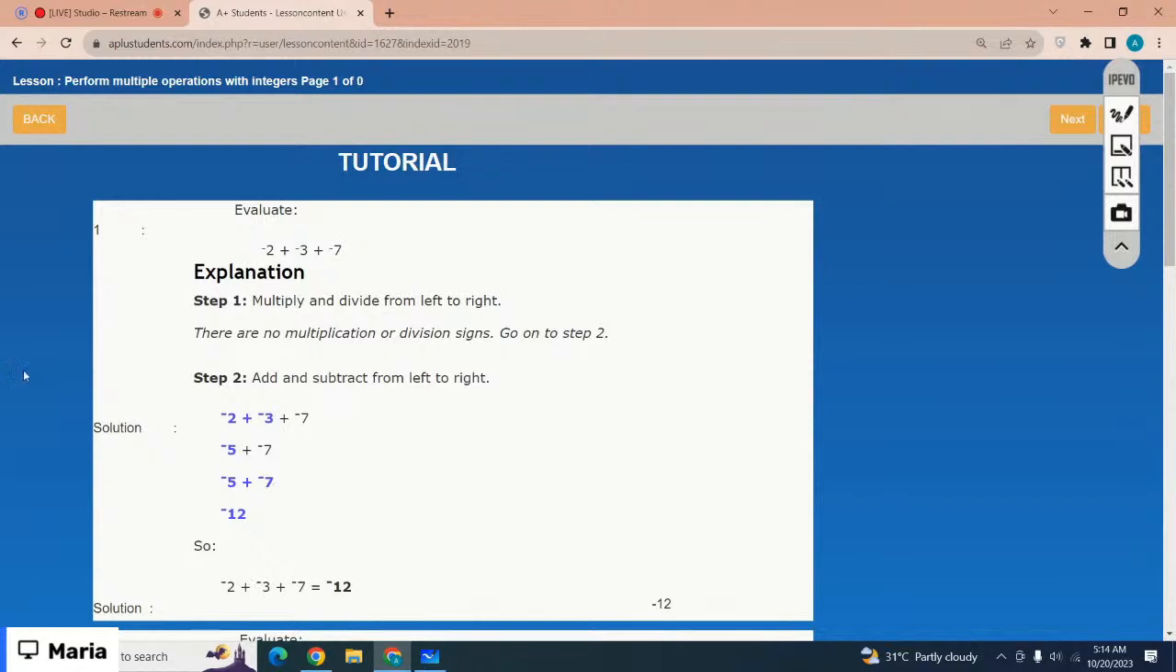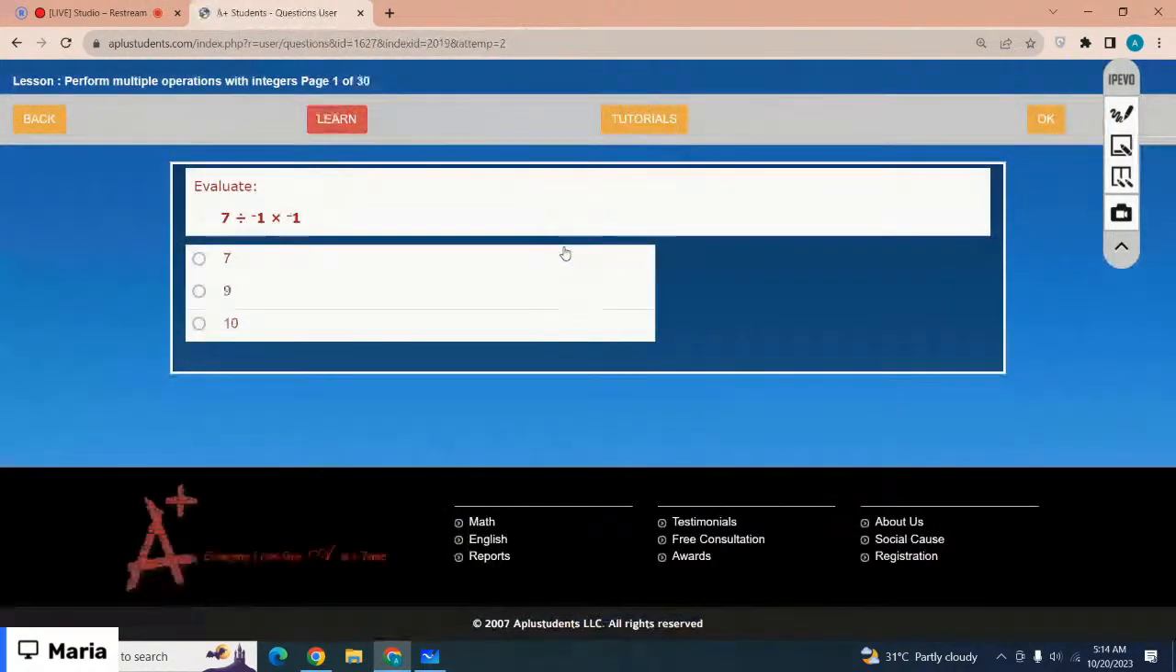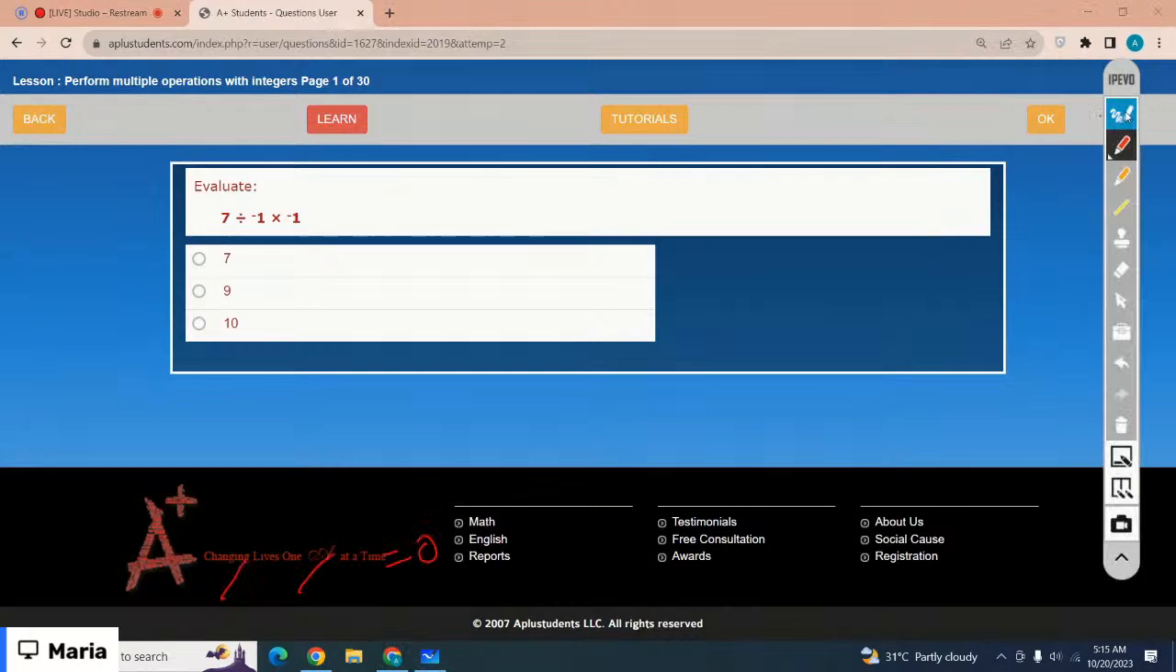Let's just start with the practice questions. Okay, so you can see this one has division and multiplication, right? So start from left to right. The first one is you have to divide 7 by negative 1, right? So that would be negative 7. And then you have to multiply it by negative 1. So negative 7 times negative 1 is 7. So the correct option is 7, right?